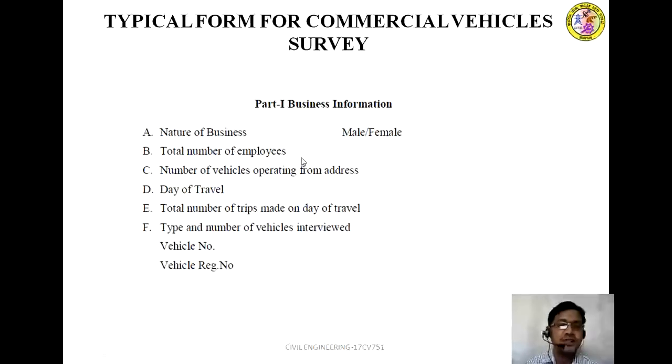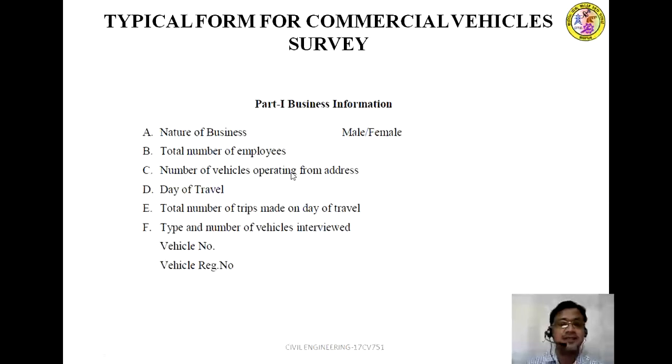Next is the total number of employees. It may be a small scale industry or whatever type of industry the commercial vehicle is going to be used for. In that one, we can have the information with respect to the total number of employees, with male and female, so that categorization has to be taken into account.